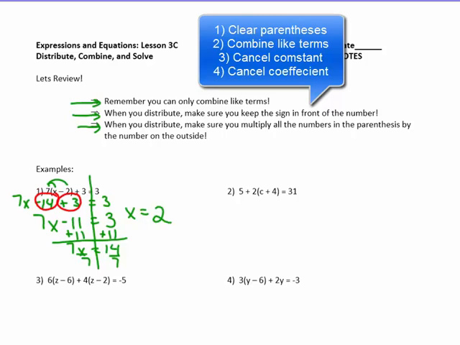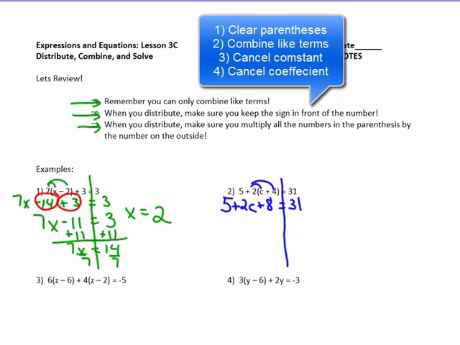Okay, number 2. Here's one thing that people do: they want to combine the 5 and the 2 first and then distribute. You have to distribute first. So the 5 gets copied over and I'm going to multiply just the 2. 2 times c is 2c, 2 times 4 is 8, and that gives me equals 31.